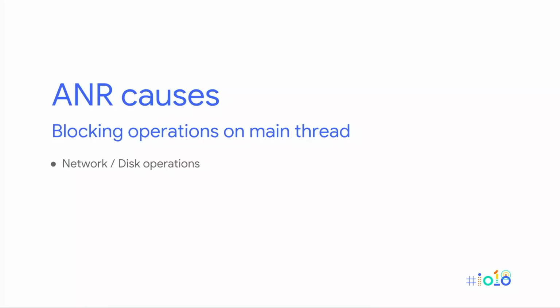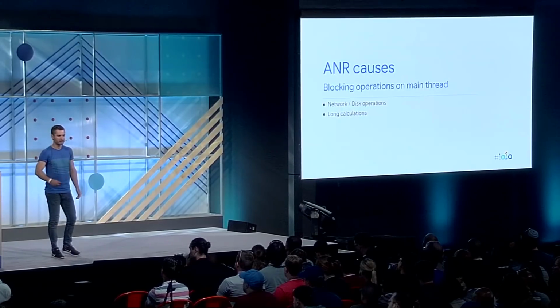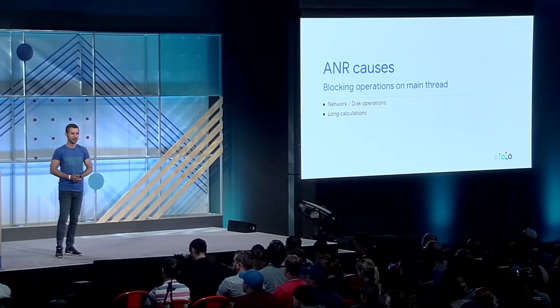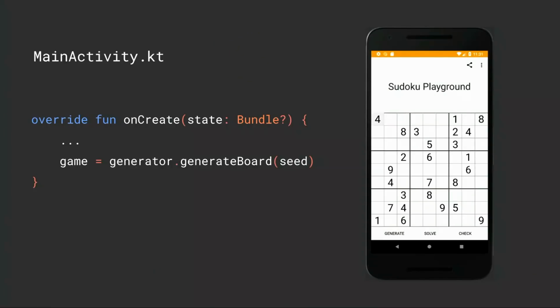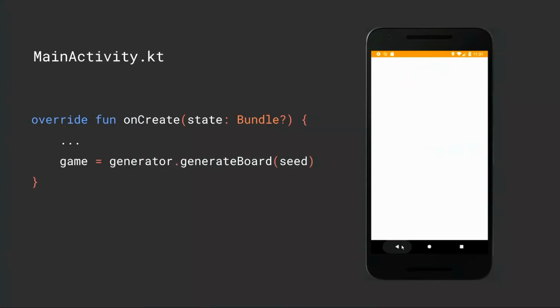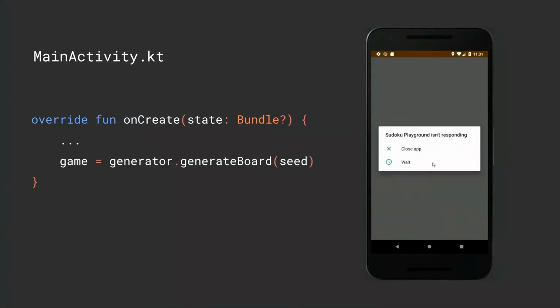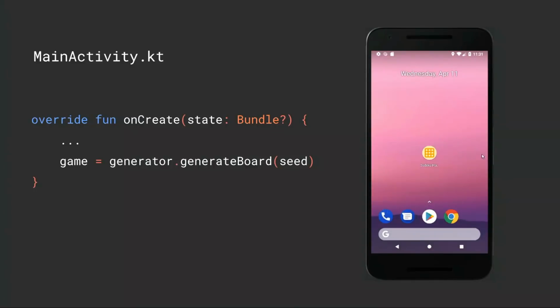OK, so we covered network and disk operations and how to cache them. Sometimes you don't even need to hit remote servers or disk to cause a long-running operation. All it takes is literally just calculating something for a long time, doing a very long loop and something like that. So here in this example, this is a sample Sudoku game. And how it works is when the user opens the app, the Sudoku board is actually generated in memory. It's not read from disk.